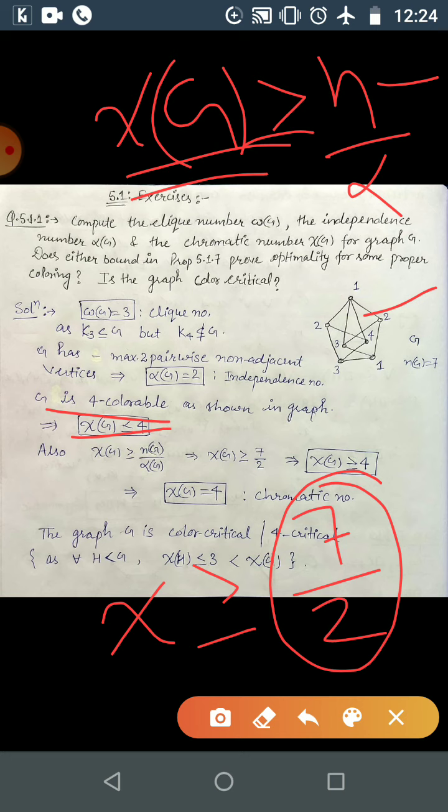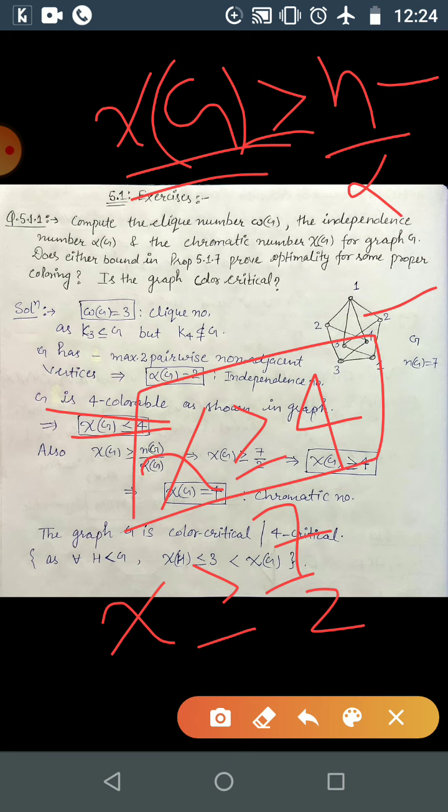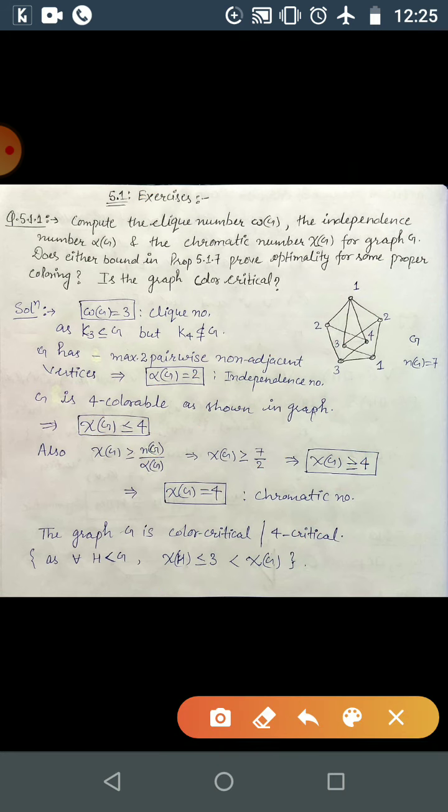The chromatic number should be greater than or equal to 3.5, and since it is a natural number, a positive integer, you can just say 4. Greater than or equal to 3.5 means greater than or equal to 4. So from this condition we have got that the chromatic number is greater than or equal to 4, correct.